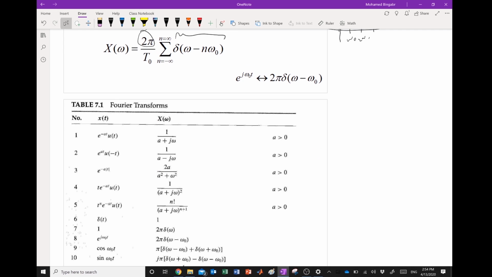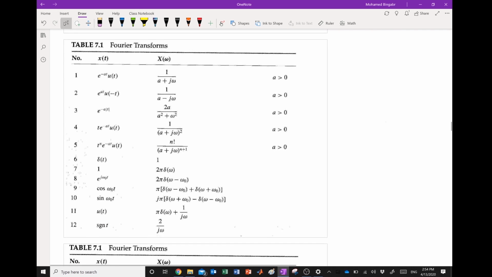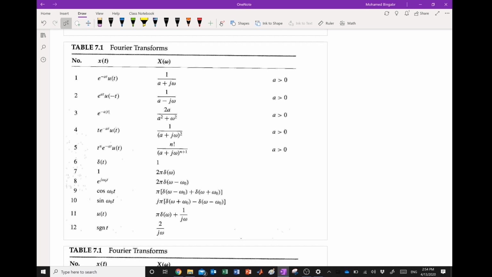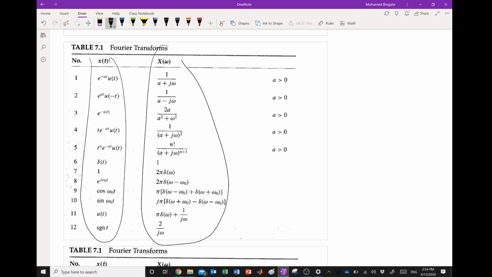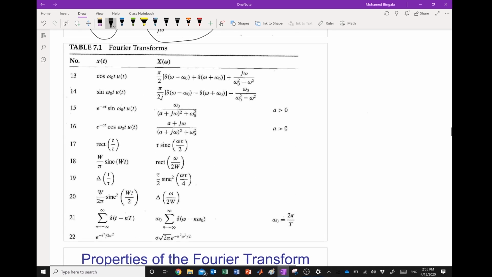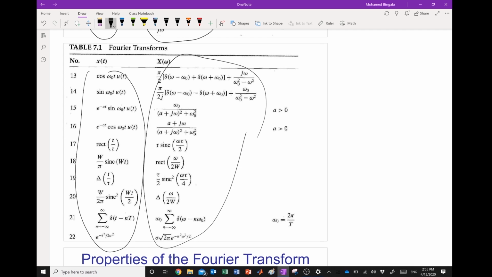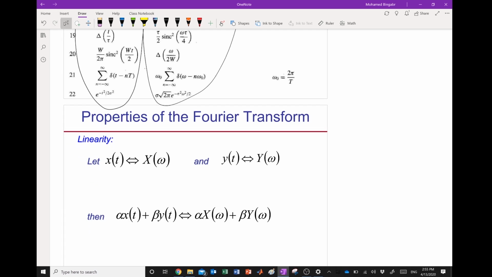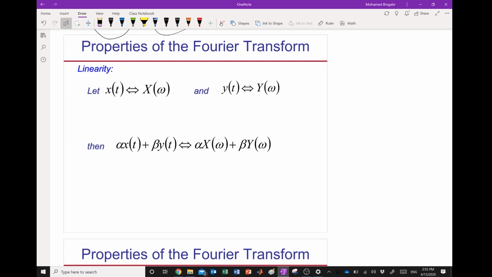We demonstrated how to use the Fourier transform and the inverse Fourier transform for several functions. You have a table here of common functions x of t and their corresponding Fourier transforms. More functions here. This is continuous, so there are other functions here for which we will find the Fourier transform. Next are the properties of the Fourier transform, and they are similar to the properties of the Laplace transform.